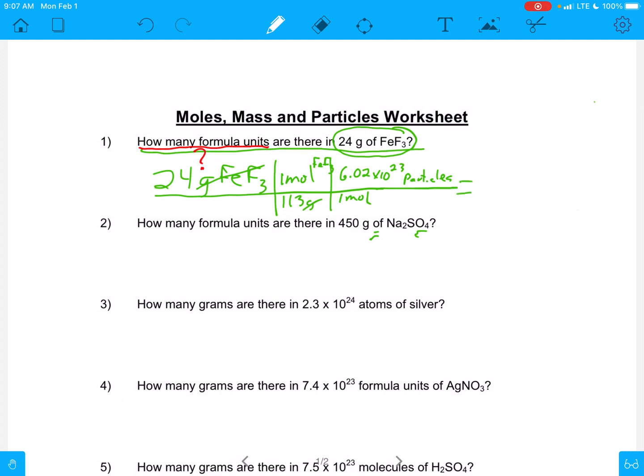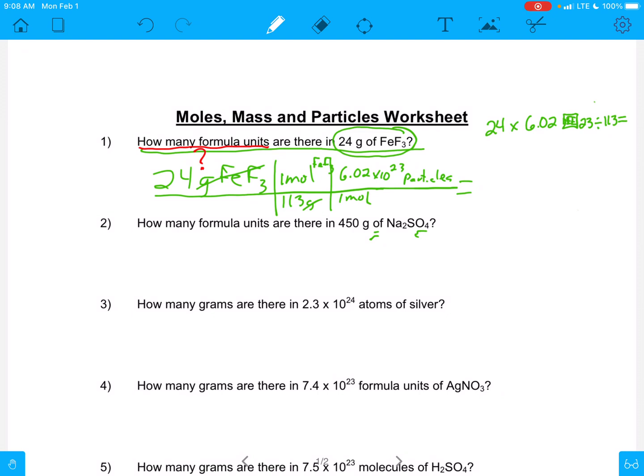Well, on your calculator, you want to put it in like this. 24 times 6.02, and then that EE key, remember that? Do the EE key, 23, and then divide by 113, and then the equal button. So that's how you would actually punch that into a calculator.